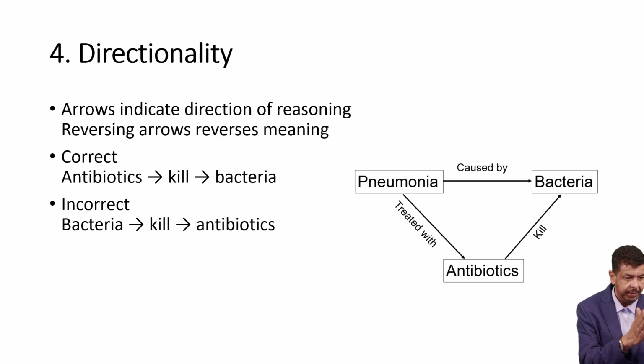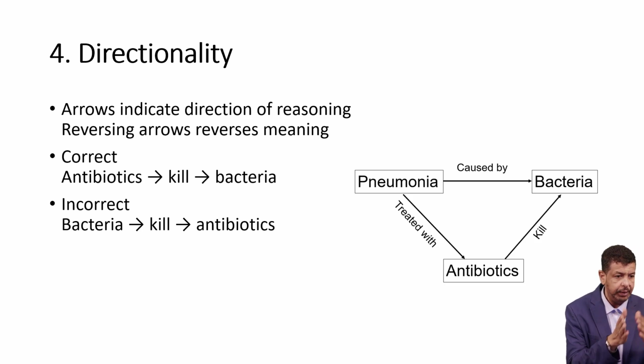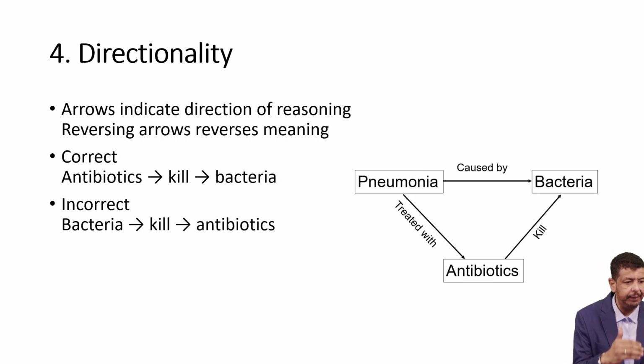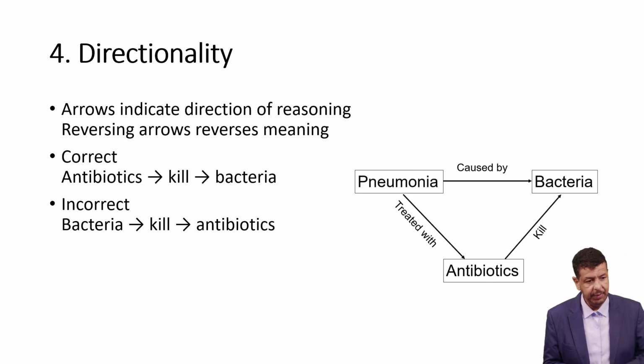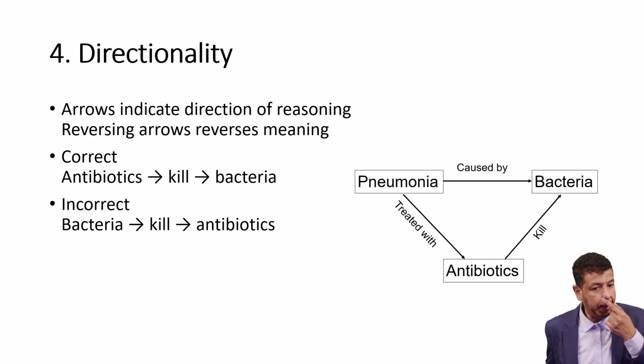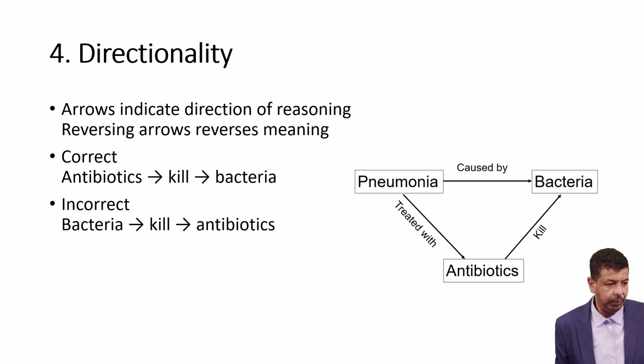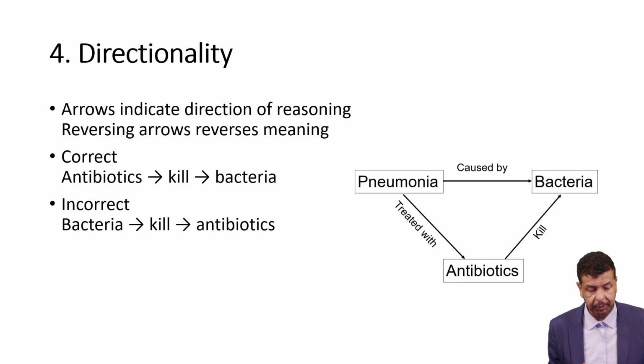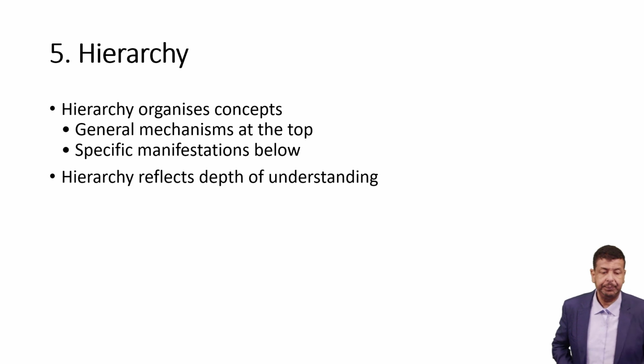As you can see in this diagram, pneumonia is caused by bacteria, and pneumonia is treated with antibiotic, and antibiotic kills the bacteria. This is very important. If we reverse it, it will be like bacteria kill antibiotic, which is incorrect. This is a very important thing that needs to be considered.